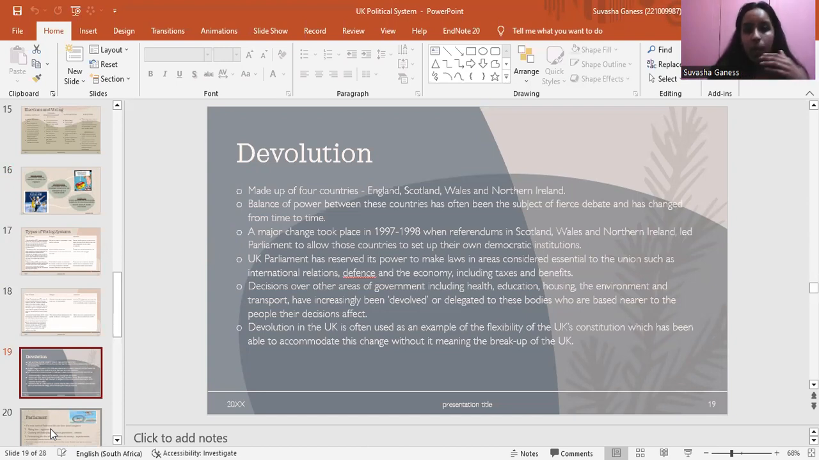The UK Parliament has reserved its power to make laws in areas considered essential to the Union, such as international relations, defence, and the economy, including taxes and benefits. So the UK Parliament only steps in when it's something that affects everybody equally and not something that affects one specific country, right? Decisions over other areas of government, including health, education, housing, the environment, and transport, have increasingly been devolved or delegated to these bodies who are based nearer to the people their decisions affect, right? So devolution in the UK is often used as an example of the flexibility of the UK Constitution, which has been able to accommodate this change without it meaning the breaking up of the UK.